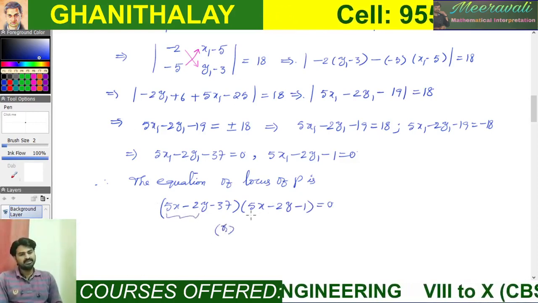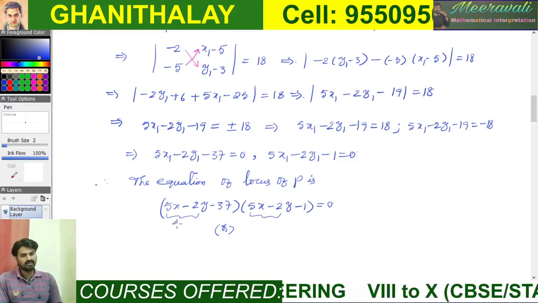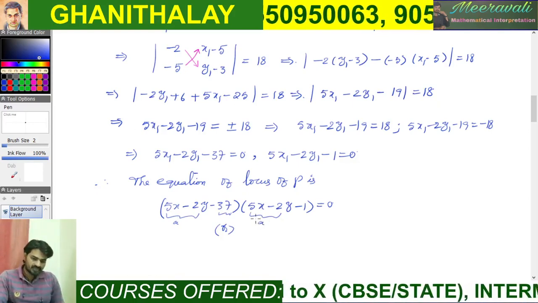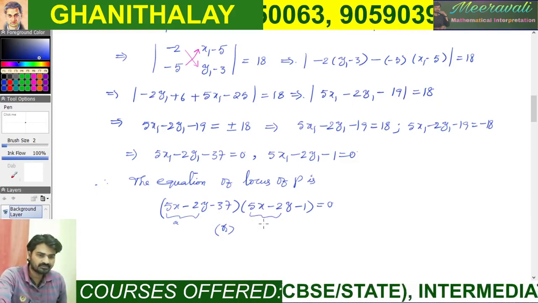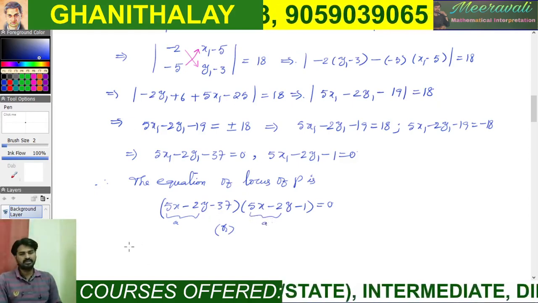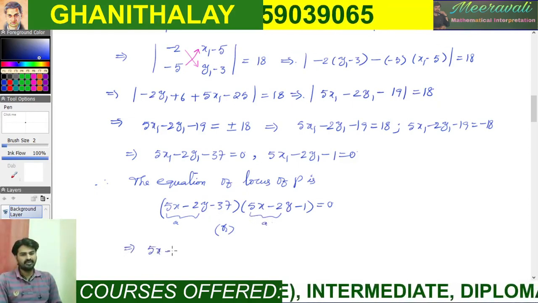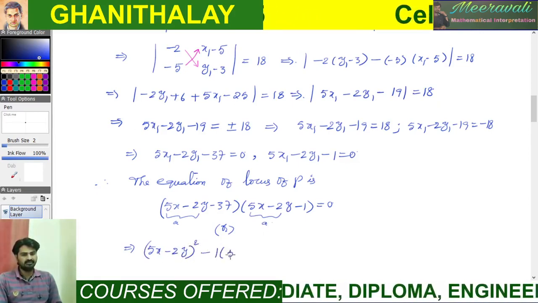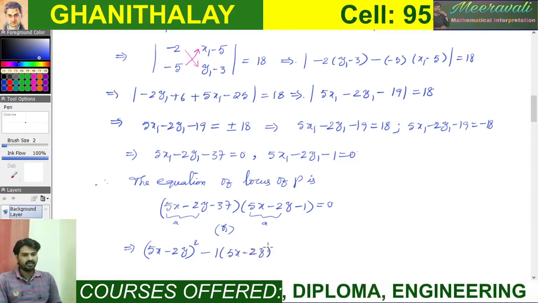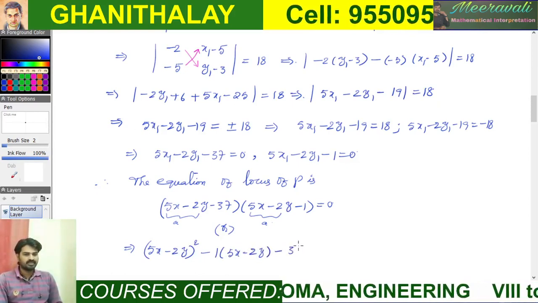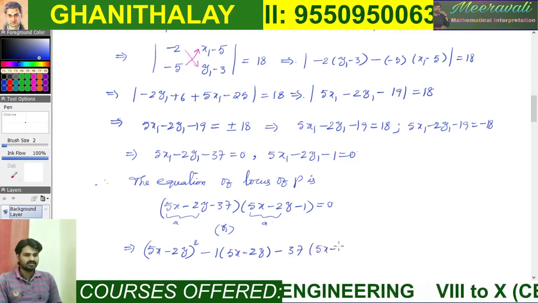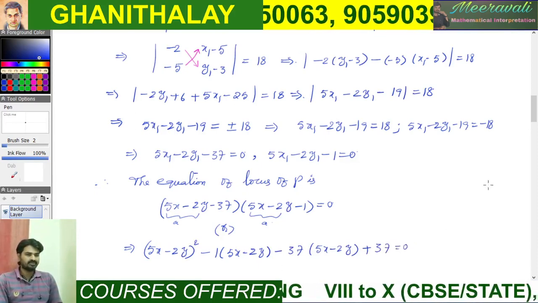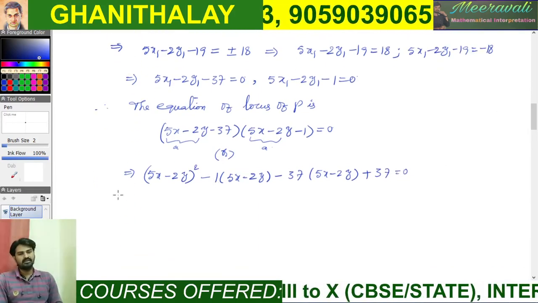So if you take this as a, this is a and this is b, sorry, so by taking them as a, now you can product here directly: 5x minus 2y whole square, next minus 1 into 5x minus 2y, again minus 37 into 5x minus 2y, minus into minus plus 37 into 1, 37. Okay, now if you simplify this one you will get the answer here.